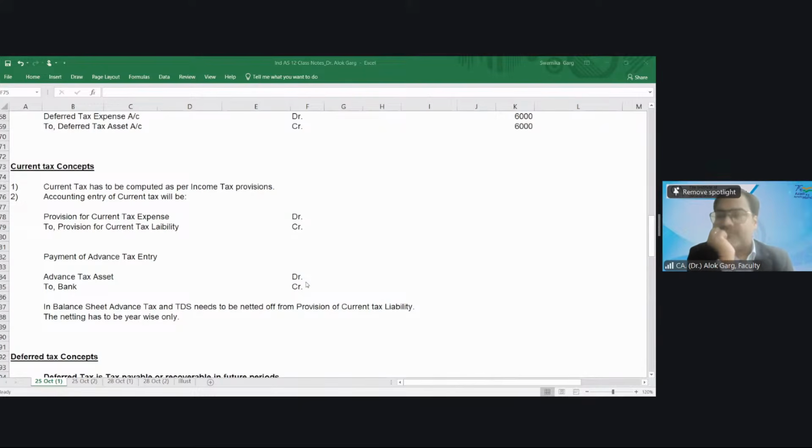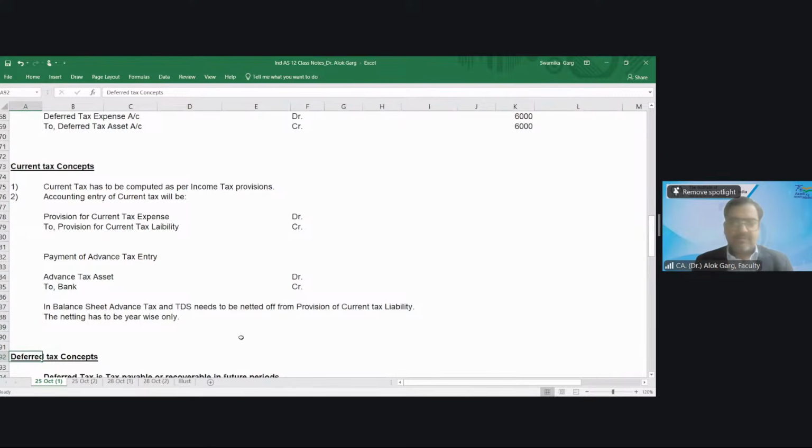Sir, it will be a non-current asset. Why? It is specifically mentioned in the standard that DTA and DTL will always be non-current. In which standard? Where is it mentioned? Sir, I do not remember the para number exactly, but Ind AS 12. No, not the para number, Karthik, I am asking which standard. Sir, Ind AS 1.